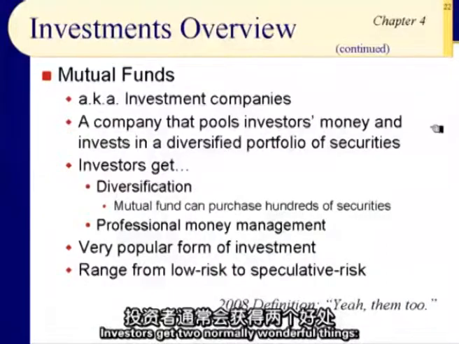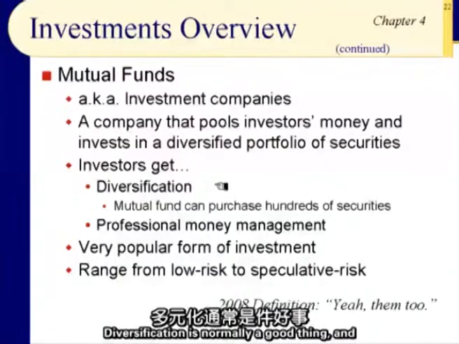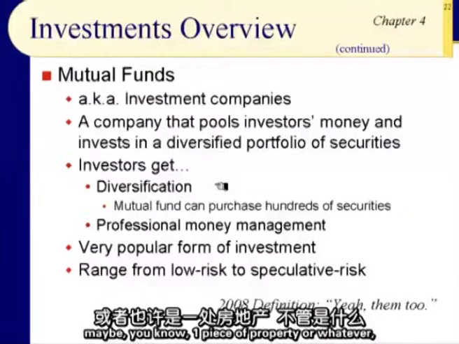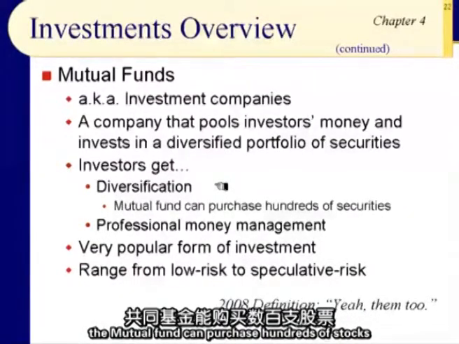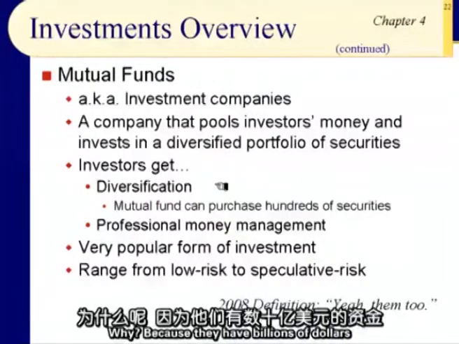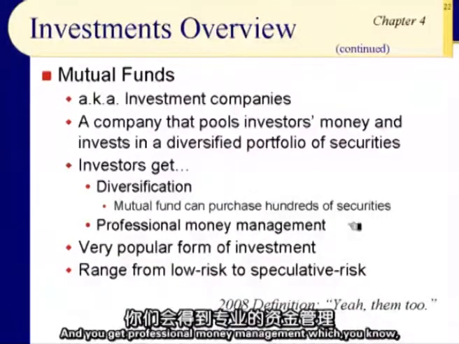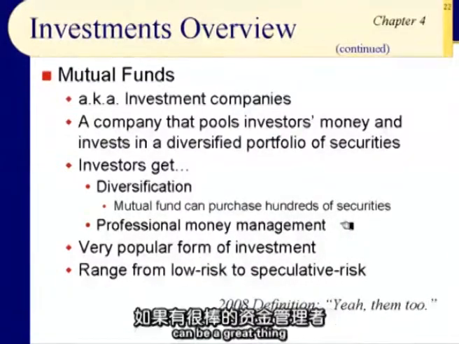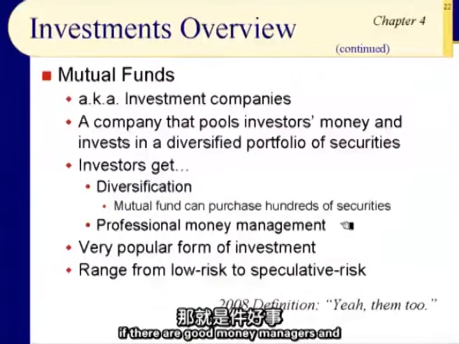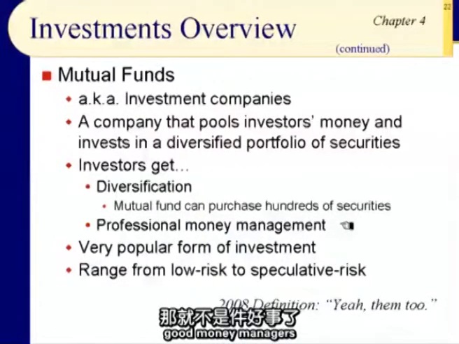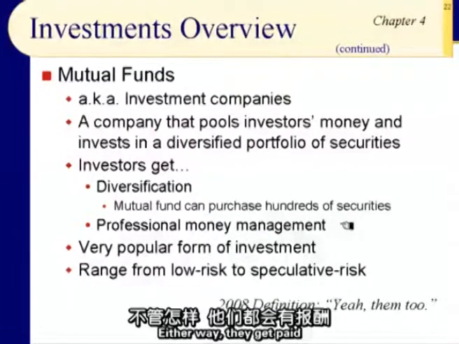Investors get two normally wonderful things. Diversification is normally a good thing. Instead of being able to buy 5 stocks or 3 bonds or maybe one piece of property, the mutual fund can purchase hundreds of stocks. Why? Because they have billions of dollars. There are millions of people putting their money in here. And you get professional money management, which can be a great thing if they're good money managers, and not so great a thing if they're not particularly good money managers. Either way, they get paid.